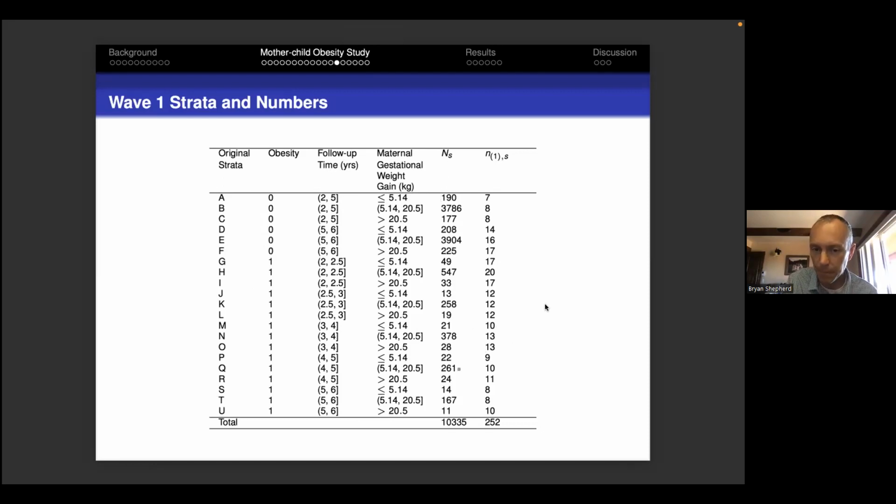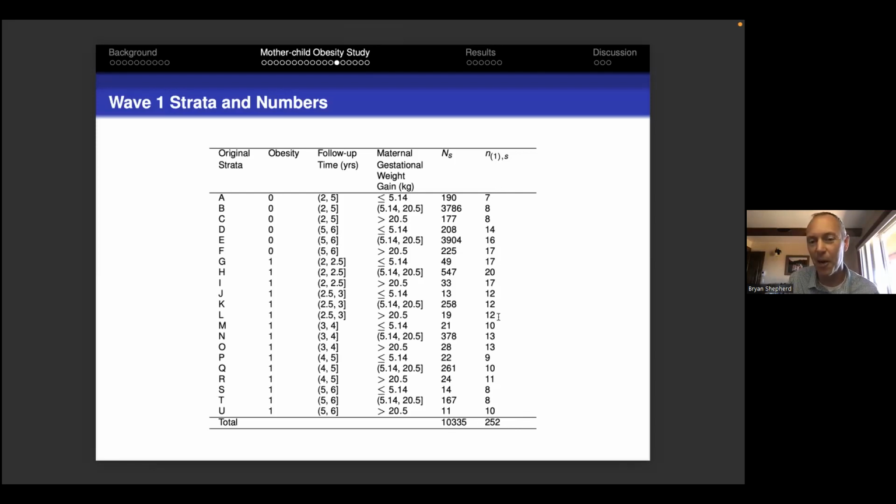And then using Neyman allocation based on the estimated standard deviation of the influence function, this is the number that we decided to allocate to each of those strata. And we decided for our first wave, we were going to sample 250 records. Because of rounding, we ended up sampling 252.